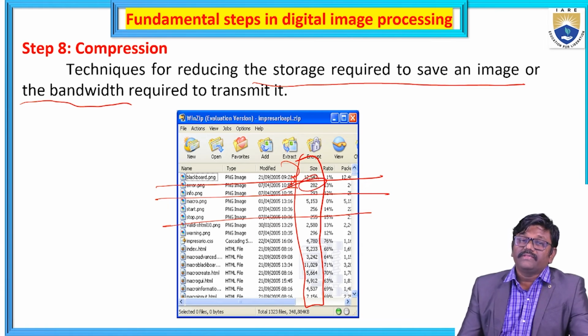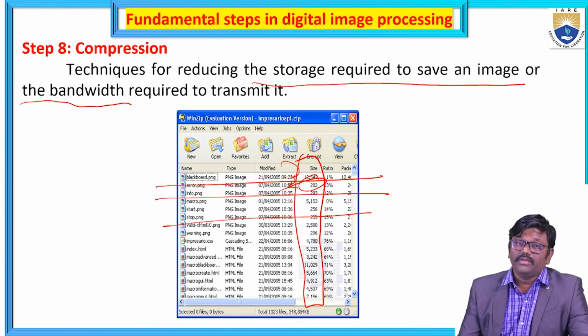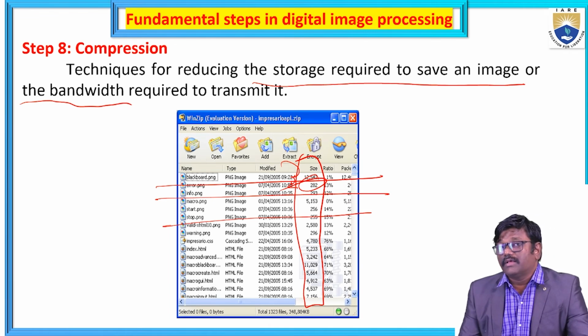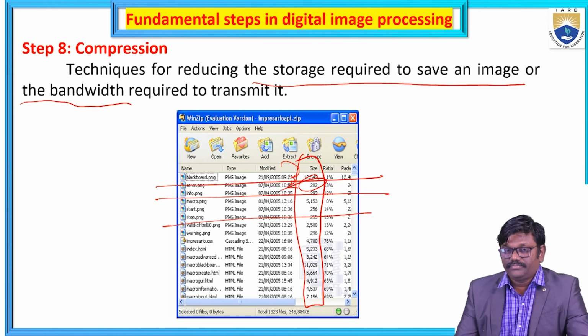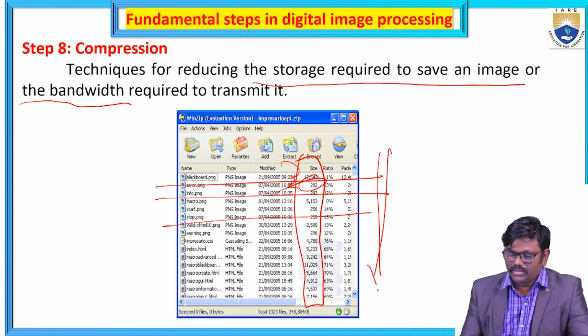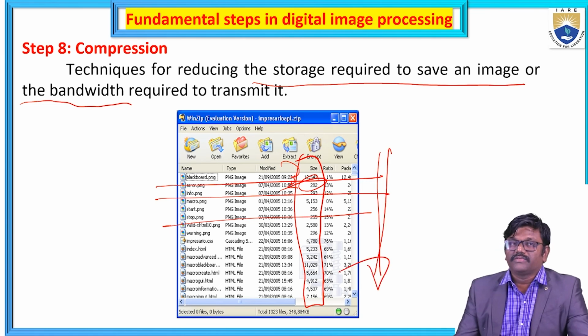So what do we mean by this? Image compression is also one of the steps in a digital imaging system, for the convenience of transmitting your image. That is, it is a technique for reducing the storage required to save an image or the bandwidth required to transmit it. So that's what we are going to use.